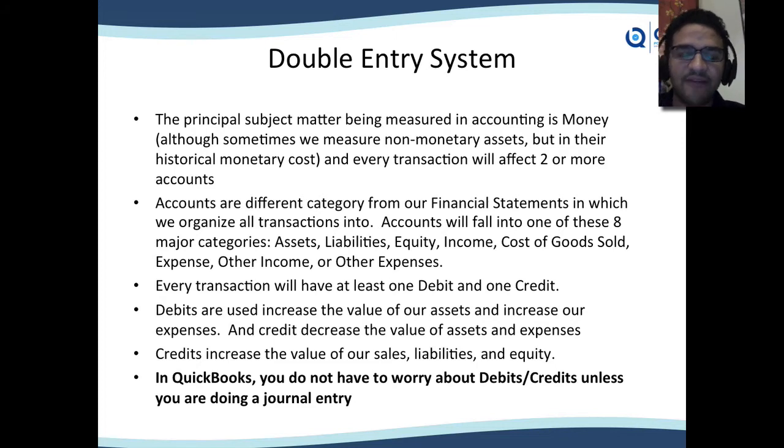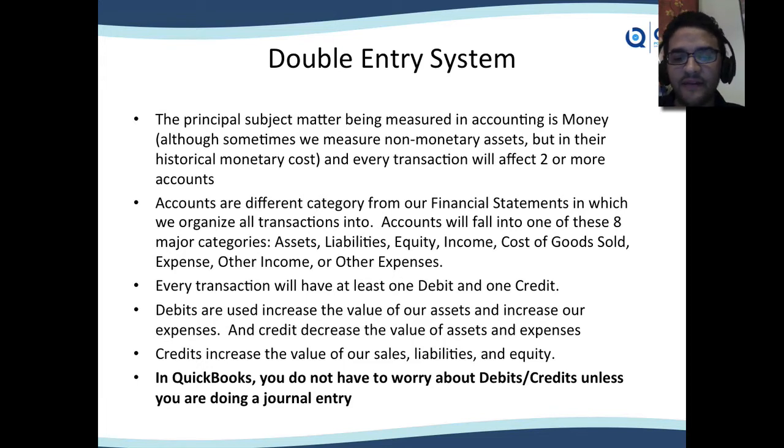Every transaction would have at least one debit and at least one credit. Just a quick principle here: debits are used to increase the value of our assets and increase our expenses, whereas credits do the opposite. They would decrease our assets or decrease our expenses. Now, credits increase the value of our sales, liabilities, or equity, and consequently, debits would decrease sales, liabilities, and equity. A quick example is if I make a sale and I get paid and that money goes into the bank, that sale would be a credit.